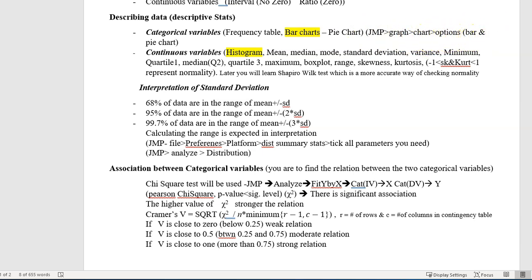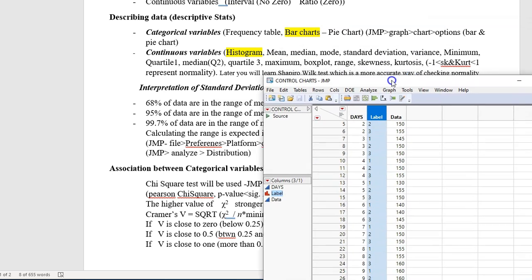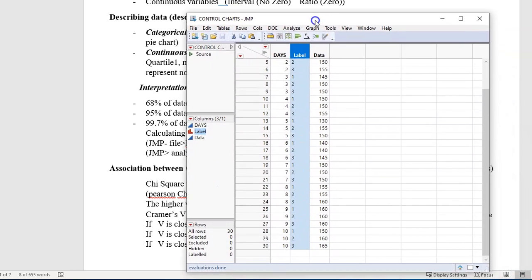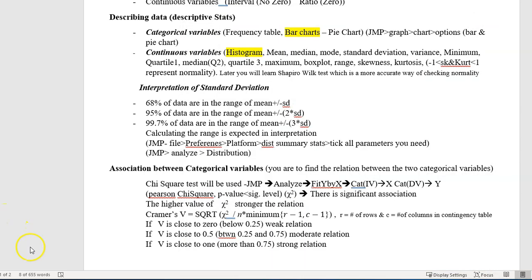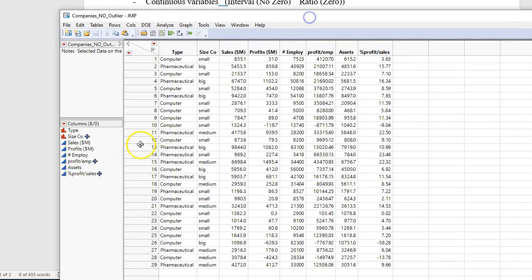I think this actually has changed in our current JMP. JMP has changed this one. So let me show you. Let me open the company's data maybe. You have company's data with no outliers. We just did it last week. That's the data, right? Those red ones are the categorical, blue ones are continuous.